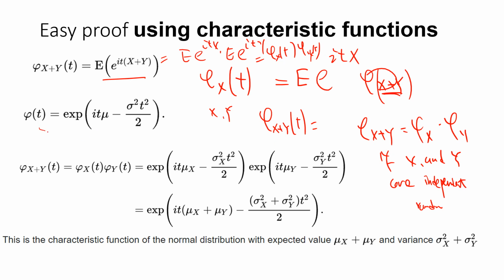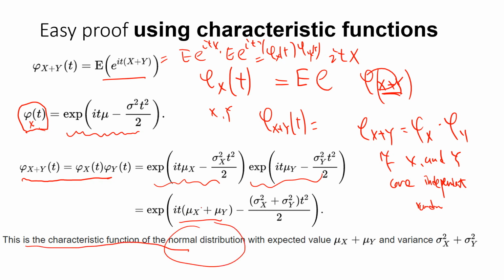So that means for the normal distribution with mean mu and variance sigma squared, phi_(X+Y)(t) is phi_X(t) times phi_Y(t), and these are all exponentials. So we combine the t part and the t squared part, and this is the characteristic function of the normal distribution. This is a new mean, and this is a new variance. So this is the standard proof.